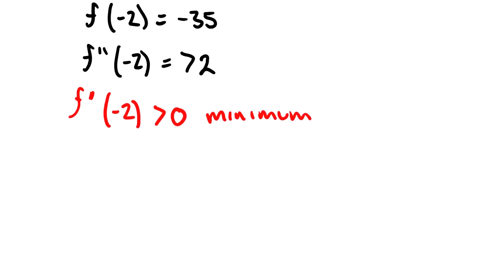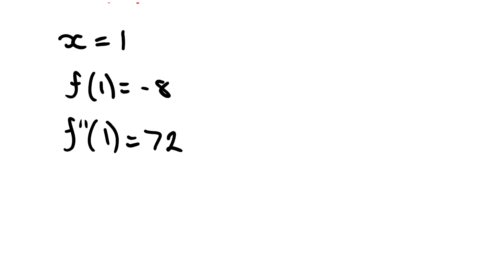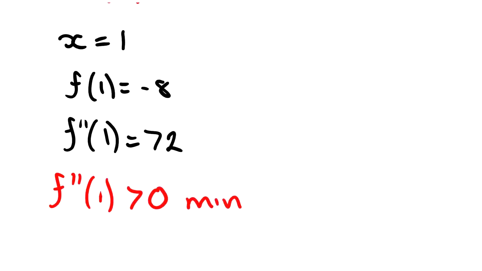And lastly, we do our last point. So when x equals 1, we find its y value, which came out as -8. We put it into the second derivative. We get 72. So because our second derivative is greater than 0, we have another minimum.